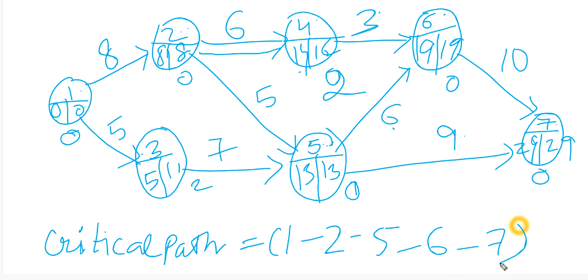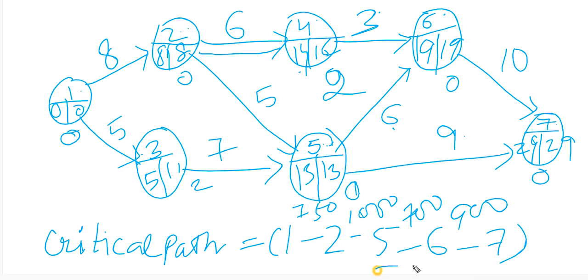Now I will write the cost per week of all the activities of critical path. So for 1 to 2 the cost per week is 750. Now 2 to 5, for 2 to 5 the cost per week is 1000. Then 5 to 6, for 5 to 6 cost per week is 700. And for 6 to 7 the cost per week is 900. So the smallest one here is 5 to 6. So the next activity I'm going to crash is 5 to 6.